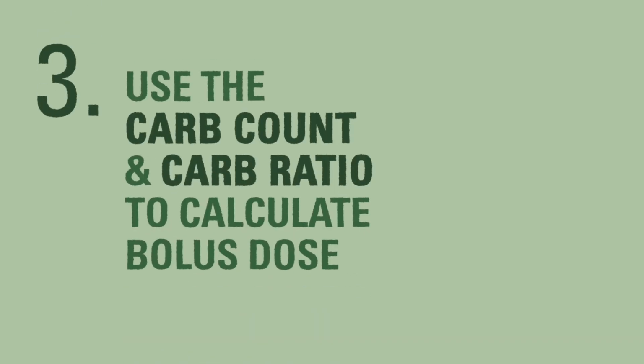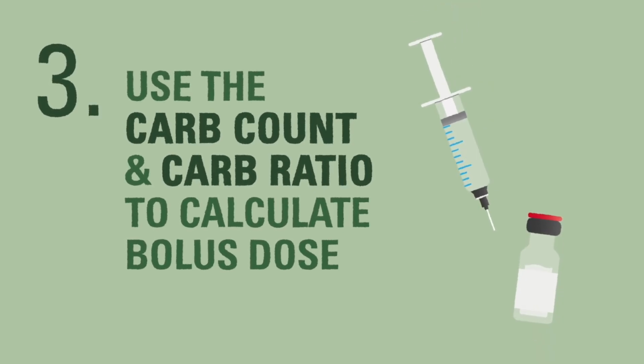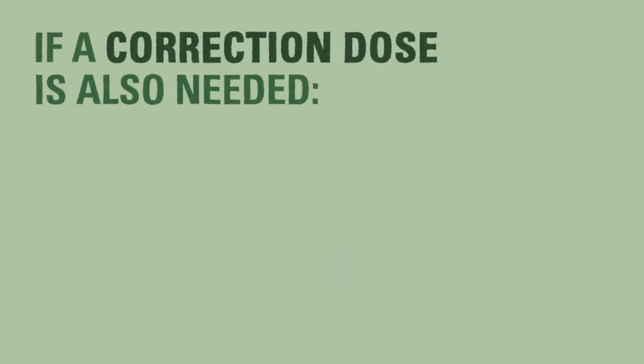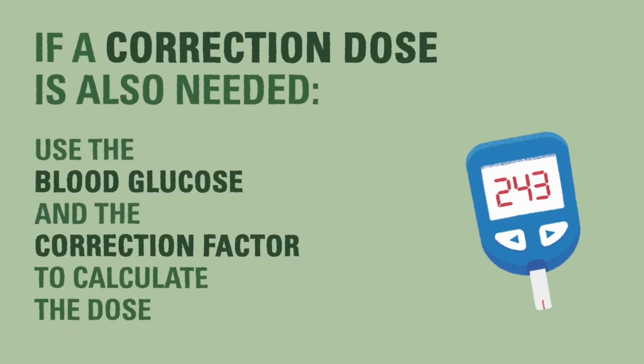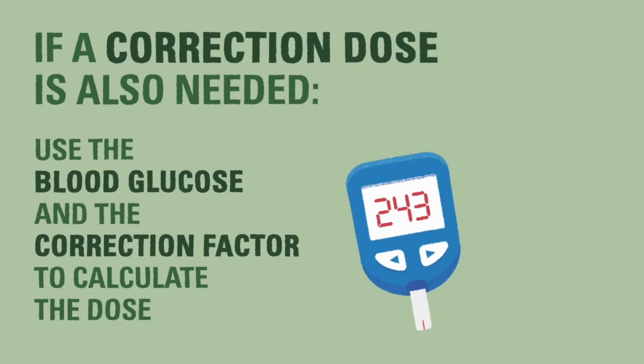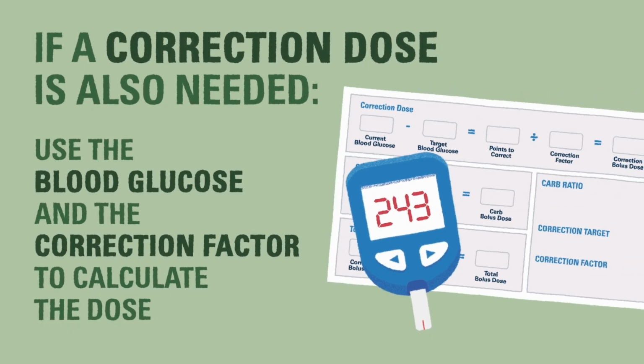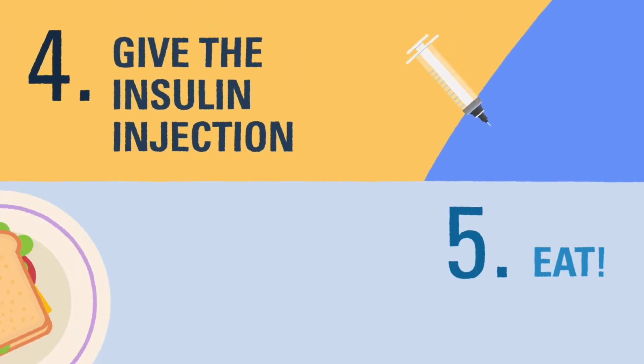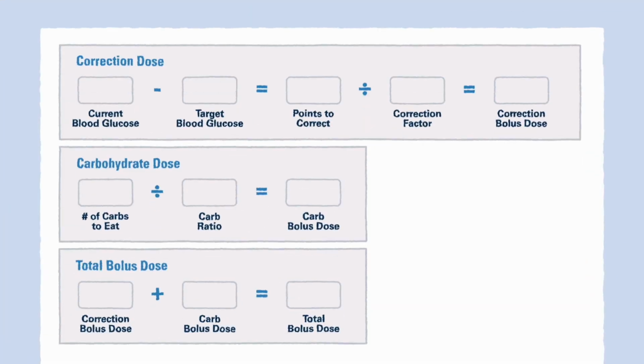3. Use the carb count and the insulin-to-carb ratio to calculate the number of units of bolus insulin to give to cover the carbs. You can use the calculation sheet for insulin doses available, and if you're giving a correction dose at the same time, you will use the current blood glucose and the correction factor to figure out how many units of fast-acting insulin to add to the total dose. We'll go over an example using the calculation sheet in a moment. 4. Give the insulin injection. 5. Eat. This is the calculation sheet for insulin doses.